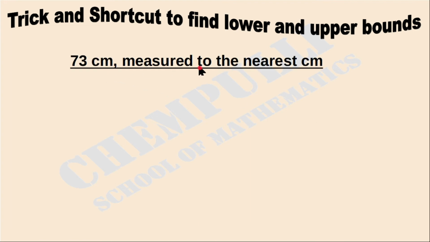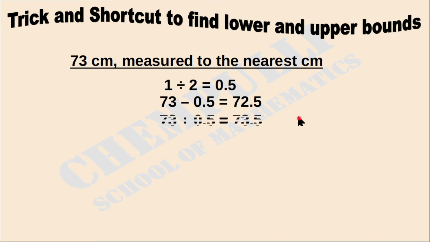73 centimeter measured to the nearest centimeter. Say nearest centimeter, or nearest kilometer, or nearest meter, or nearest whole number. In that case, we know that only centimeter means 1 centimeter, only meter means only 1 meter. In the nearest whole number case, all these cases use the number 1. First find half of that one, that is 1 divided by 2. We know the answer is 0.5. Then to find lower bound, subtract that value, and we will get the answer 72.5. To find upper bound, add that value, and we'll get the answer 73.5.